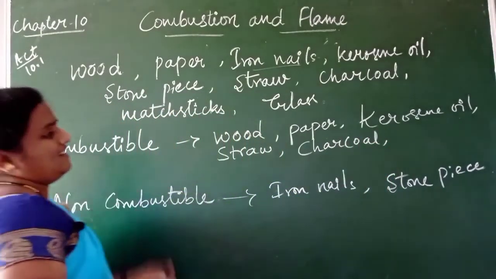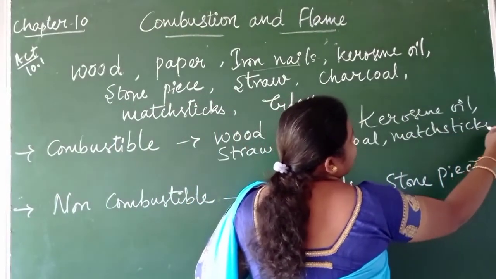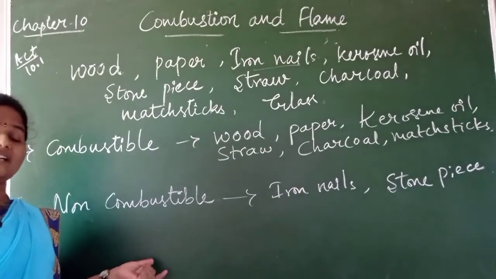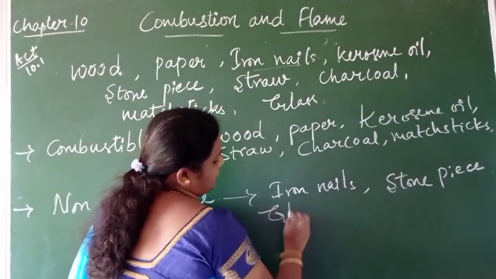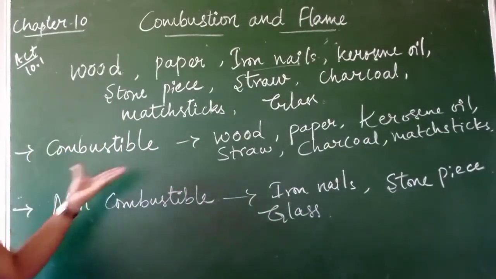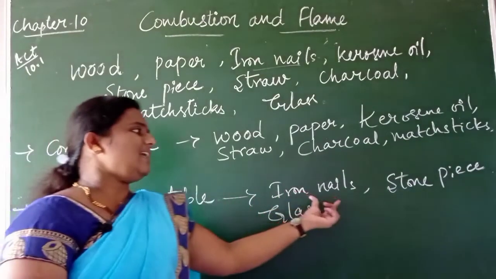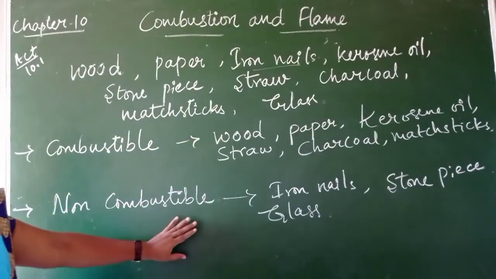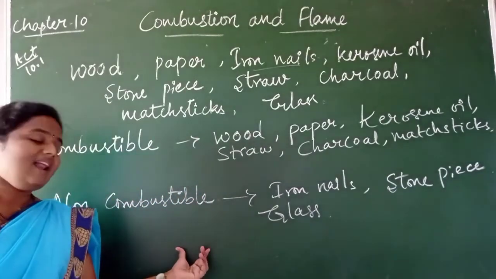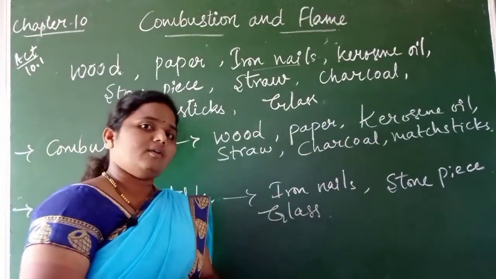Then matchsticks. They easily catch fire, isn't it? They burn in the presence of air. Then glass. Glass is not burning, children. So we will write it under non-combustible substances. So children, this is our classification of the given materials into combustible and non-combustible ones. See here, only the iron nail, stone piece and glass in the given examples are called non-combustible substances. You can take a few more also, children. You can give them in your own words.